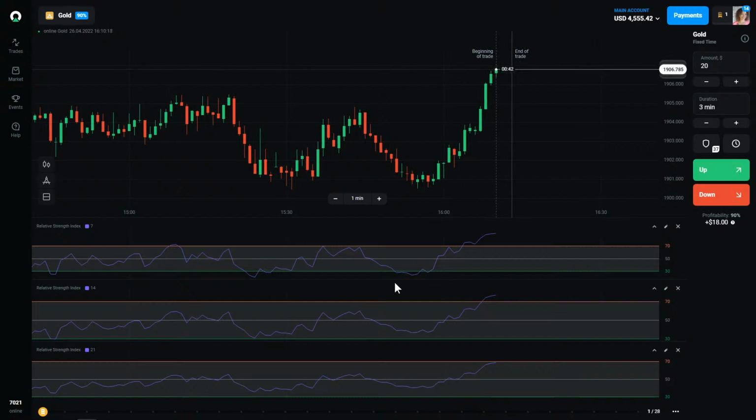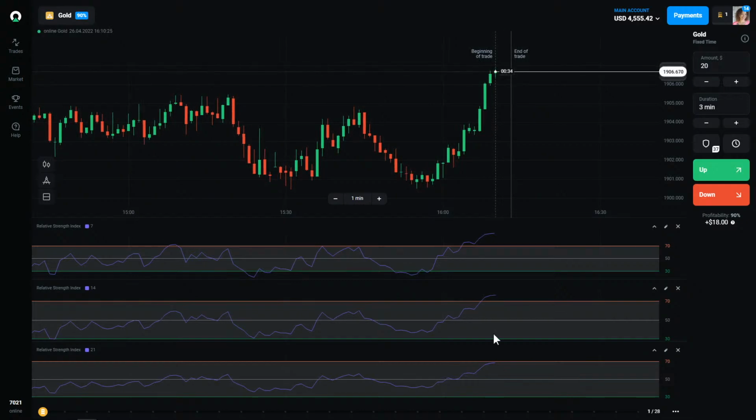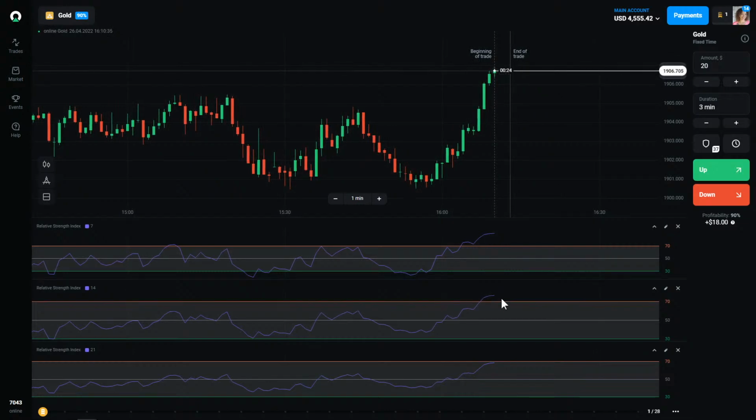And likewise scenario for a down trade. We are looking at a potential down trade. Right now, if the 21 RSI had already crossed above 70, I probably would have entered a down trade. Right now, I'm going to be waiting for this line to cross the 70 mark down. So we're going to stick to gold for just a moment.